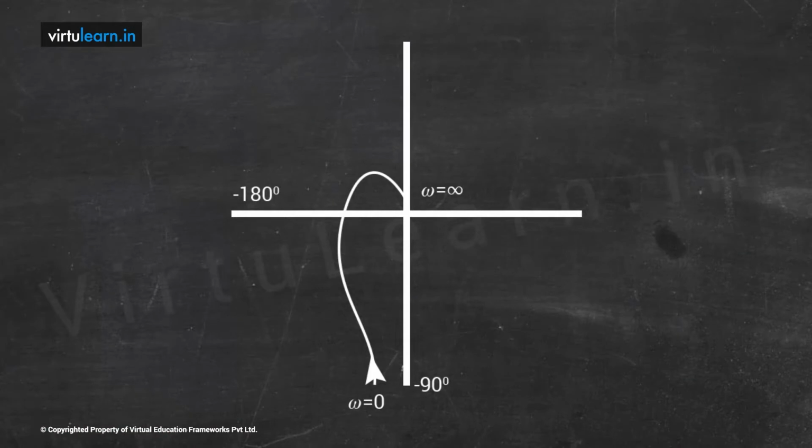This will be the polar plot. This is the starting point, omega 0, and as omega increases it goes toward 0. When it is approaching 0, it is touching minus 180 degrees. So this is the polar plot. This is the mapping of path 1.